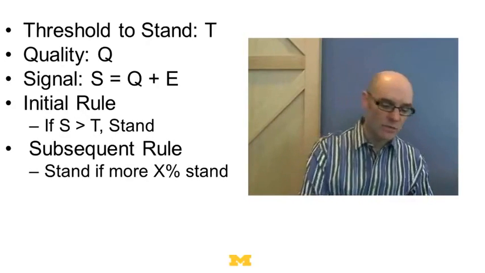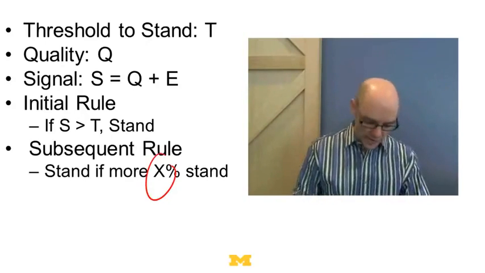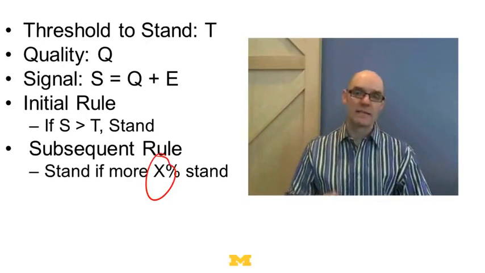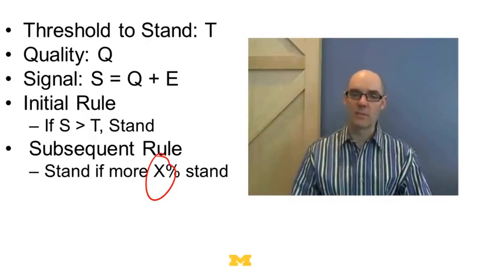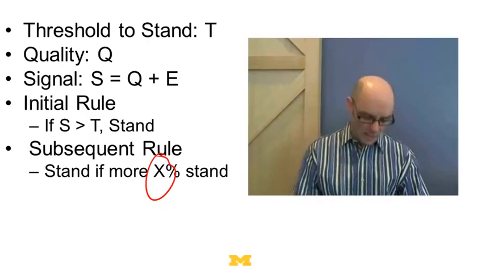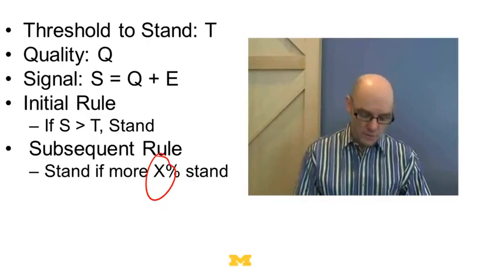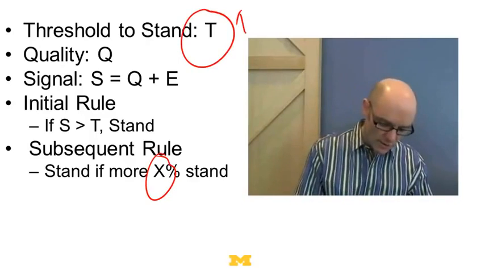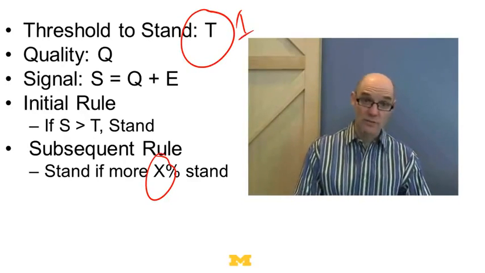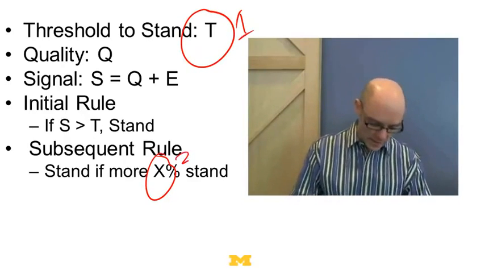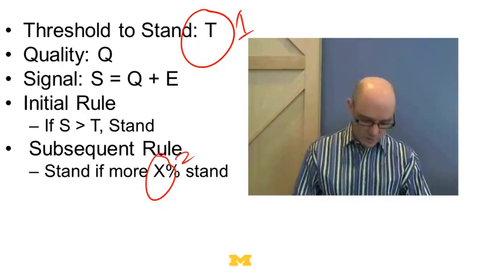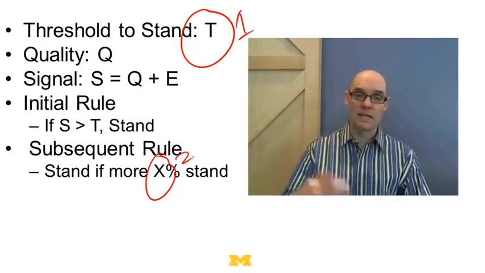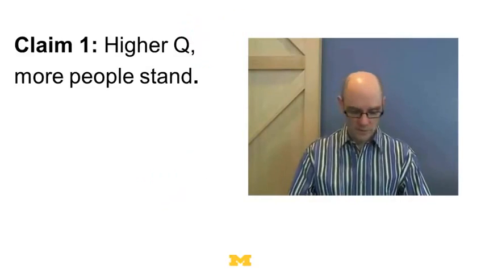So what you can assume is that you've got some sort of threshold X that says if 10% of people are standing, I'll stand, or maybe if 30% of people are standing, I'll stand, and that also affects your behavior. So the rule really depends on just two things. One, your initial threshold for quality, and two, this second threshold for how many other people have to be standing for you to continue to stand. Okay, so that's the model.